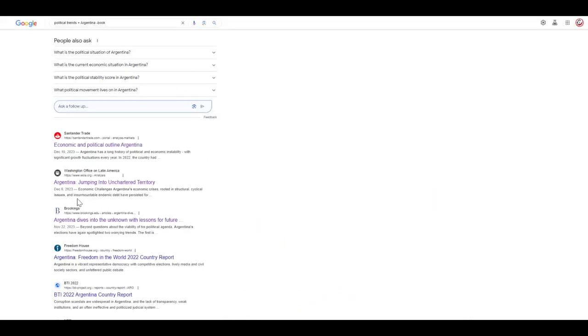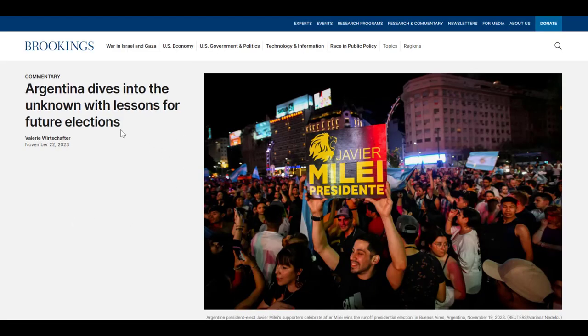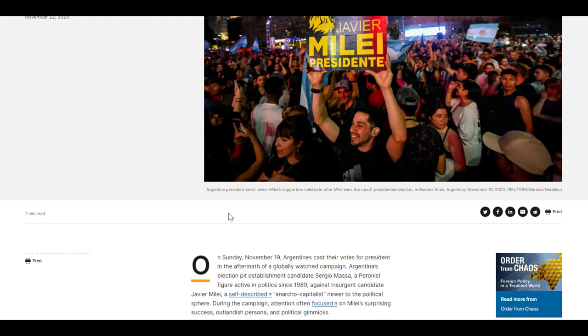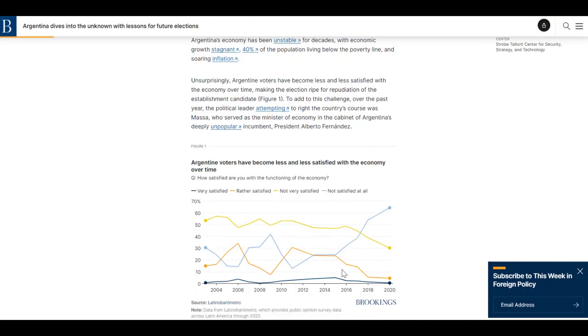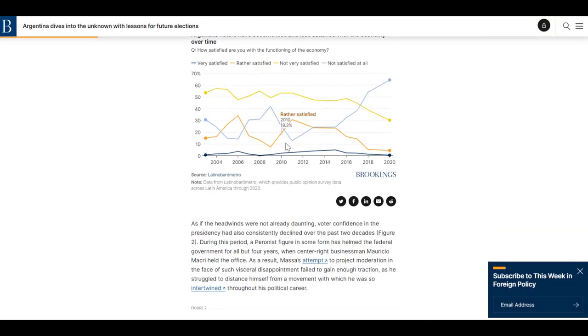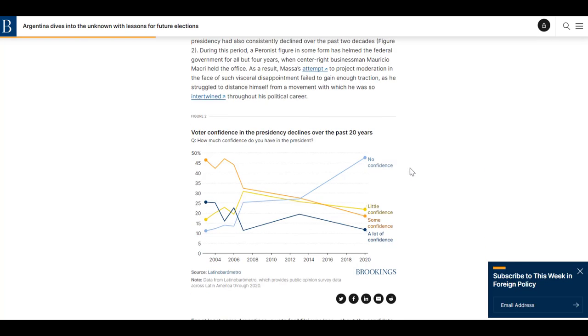Brookings Institute is one of my favorites also. That is a nonpartisan company that gives good information. So Argentina dives into nonlinear lessons for future elections. So it's talking about the political climate. This was recently published in November 2023. So I can go in and grab that. And if I want to read that, it has a nice map on voters and the economy and things like that. So that would be some good relevant information to look at.